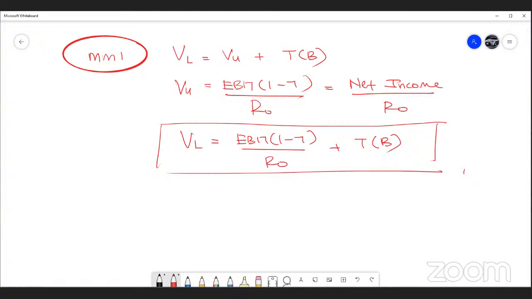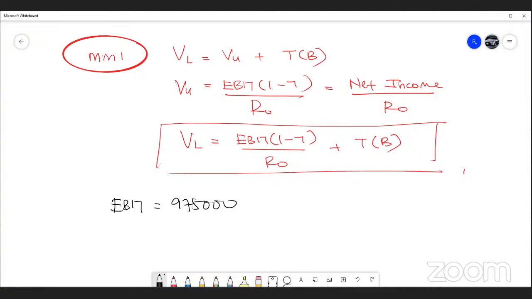Okay, this is your MM proposition 1 with taxes. So let's look at question number 1 here. Janita Corp has an EBIT of $975,000 per year. That is expected to continue in perpetuity.